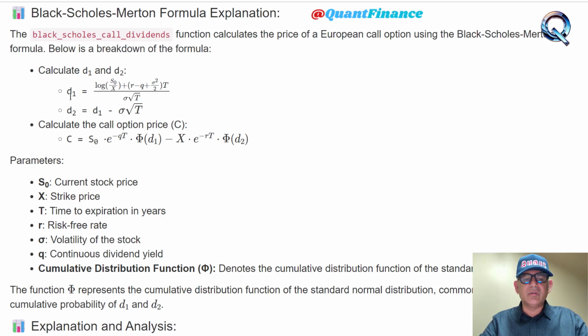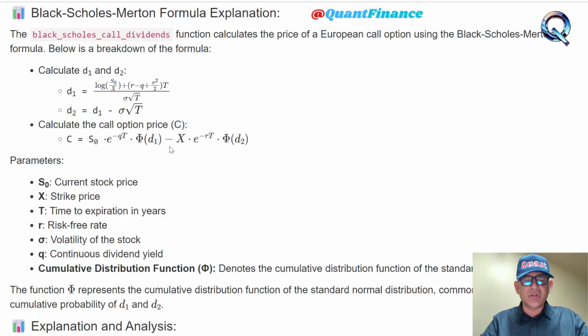In order to calculate all this, we need the value of S naught, which is the current stock price. The user needs to enter the value of X, which is the strike price, and the value of q, which is the continuous dividend yield. T is the time to expiration, in years, and R is the risk-free rate. In addition, we need sigma, the volatility of the stock. We know sigma in statistics represents standard deviation, but here in finance sigma represents the volatility of the stock.